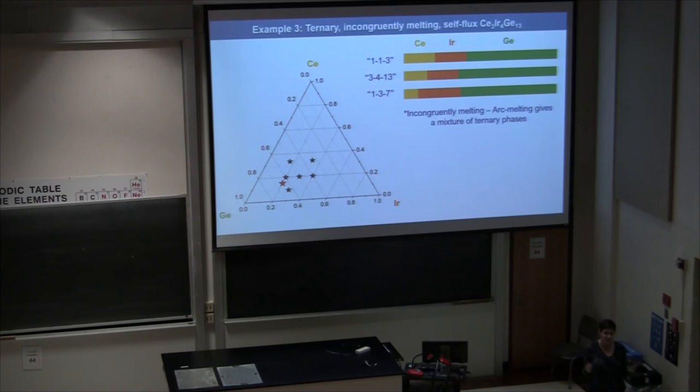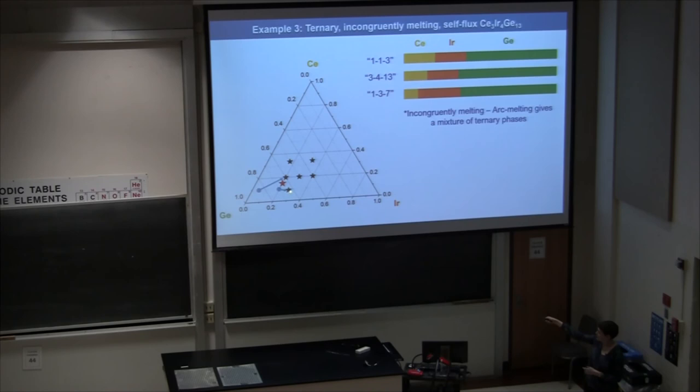It doesn't exist in the arc melted mixture. So we know that this phase, if it has a window of formation, it's really small and it's incongruent. So the first thing we tried is a composition over here represented by the blue circle. And what we got out of that were crystals of the 1-1-3 phase. The next thing we tried was a circle over here, which is closer towards the red circle, or red star. And we got out of that the 1-3-7 phase.